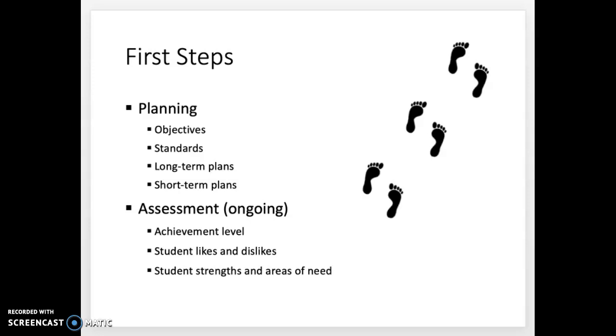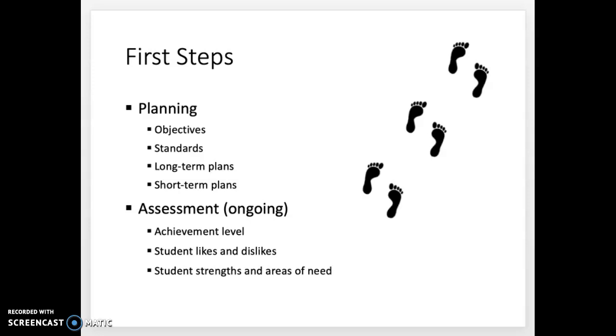Assessment is something ongoing. Assessment, progress monitoring, that is something that we do throughout the school year. It's not just the fall testing, the January testing, and the end of the year testing. We want to be looking at progress monitoring across the span of the year.